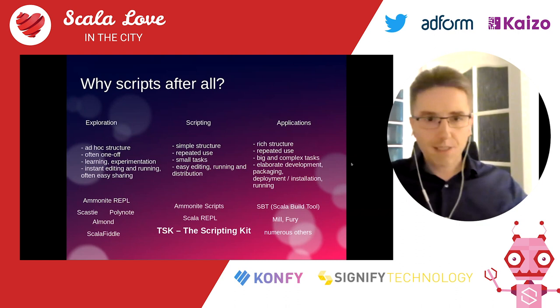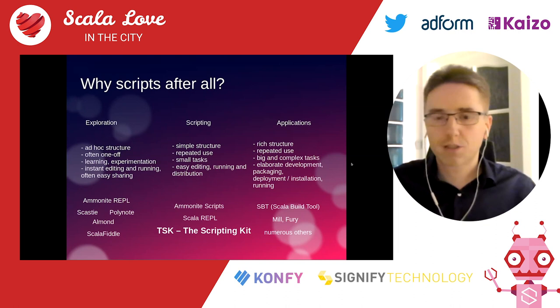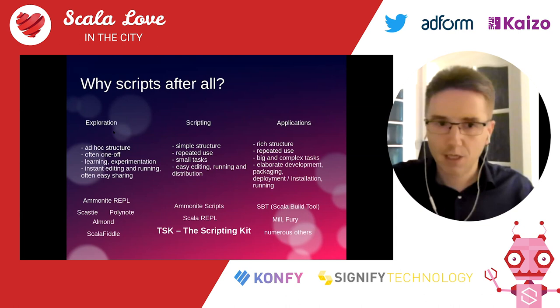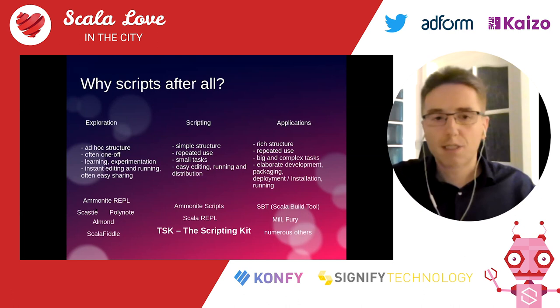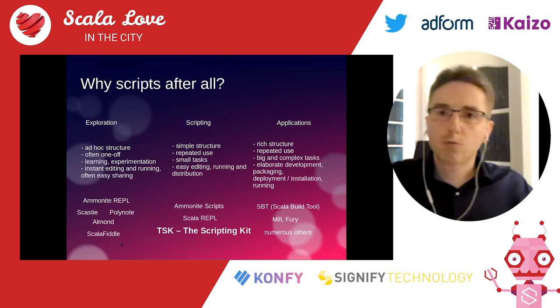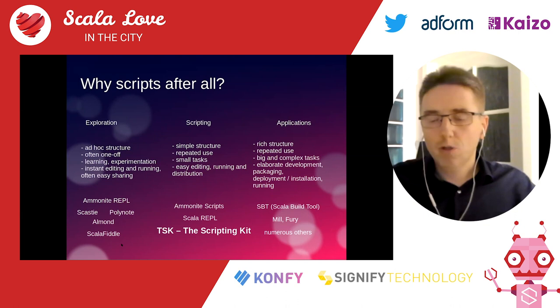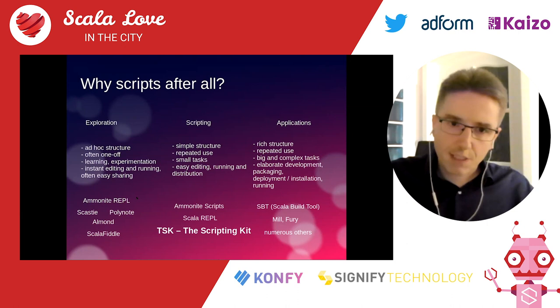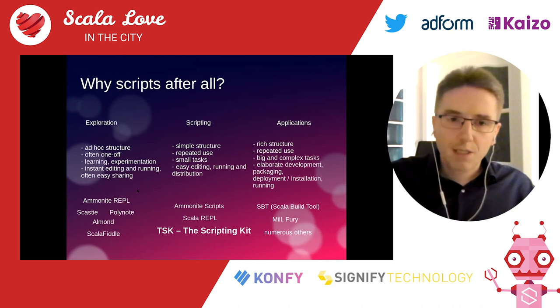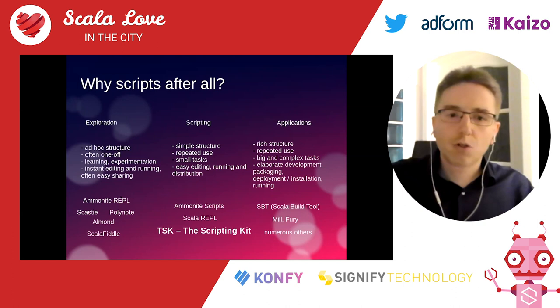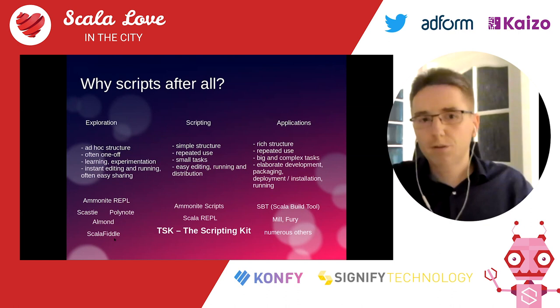So this is how the Scala code ecosystem might be pictured. On one hand, you've got some tools devoted to exploration. You can use things like Ammonite REPL, Scastie, Polynote, Almond, Scala Fiddle to run some short Scala snippets to learn how Scala would behave, what the output of some experiment would be, and also to process some chunks of data. This is useful for learning. It is instant in editing and running. You simply go to Scala Fiddle, type some Scala code, run it, you see the result.